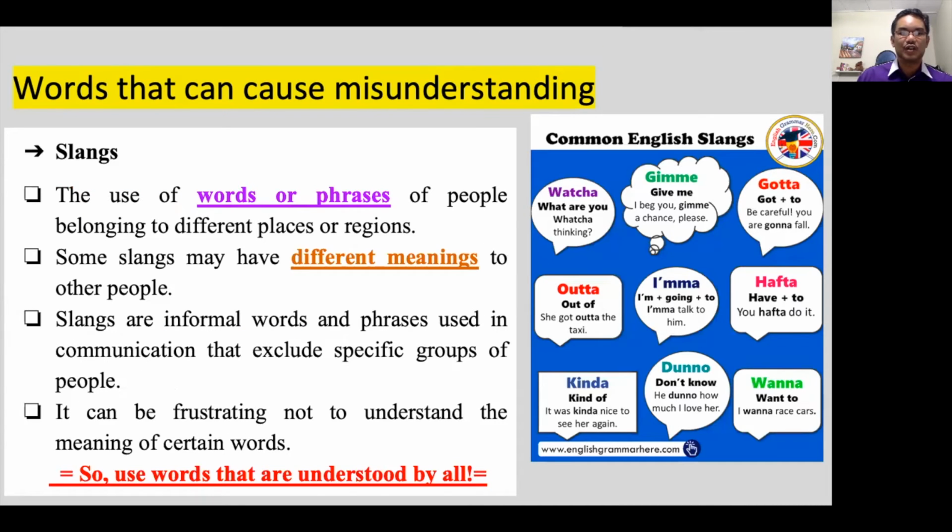Slangs, the use of words or phrases of people belonging to different places or religions. Some slangs may have different meanings to other people. Slangs are informal words and phrases used in communication that exclude specific groups of people. It can be frustrating not to understand the meaning of certain words, so use words that are understood by all.